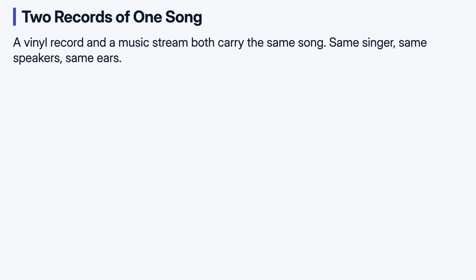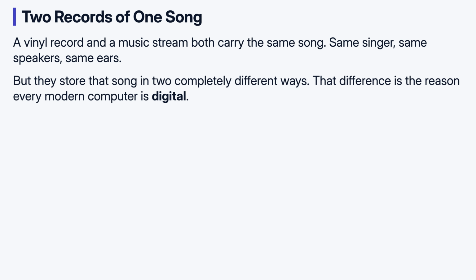Think about a vinyl record and a music stream. Same singer, same speakers, same ears. Both carry the same song to you. But they store that song in two completely different ways. One is analog and one is digital. That difference is what this whole chapter is about.